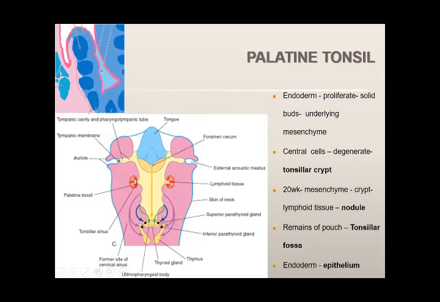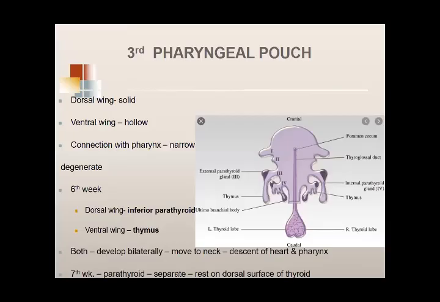cords. In cords के central cells degenerate किए and they developed into tonsillar crypts. ये primary crypts है, ये secondary crypts है. ठीक है? And then the mesenchyme developed into these nodules. And whatever were the remains of the pouch, they developed into the tonsillar fossa. And I hope you appreciate इसके epithelium जो है वो endodermal development है. Third pouch.